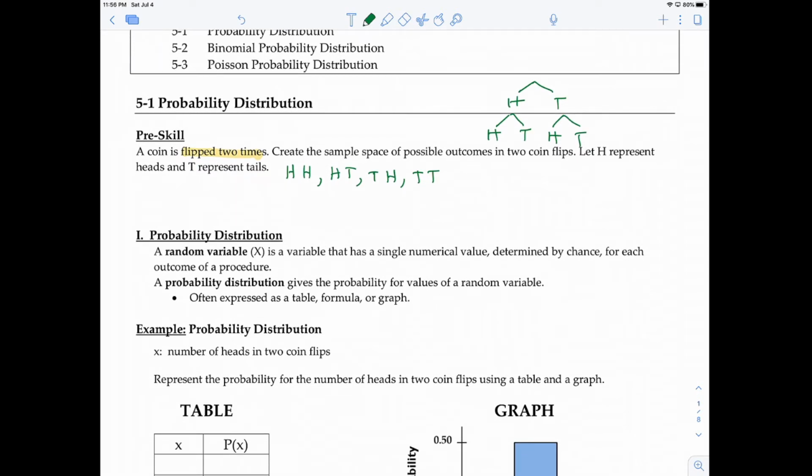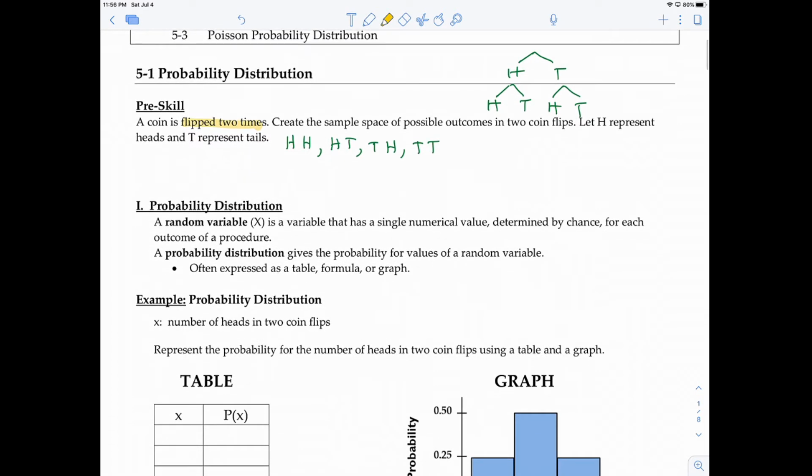All right, so let's take a look at 2 definitions. The first one is random variable. We usually let the capital letter X be our notation for a random variable, which is a variable that has a single numerical value determined by chance for each outcome of the procedure. So X is just like a dummy variable that we use to represent the data which we're looking at. For example, X can be the number of heads in 2 flips.